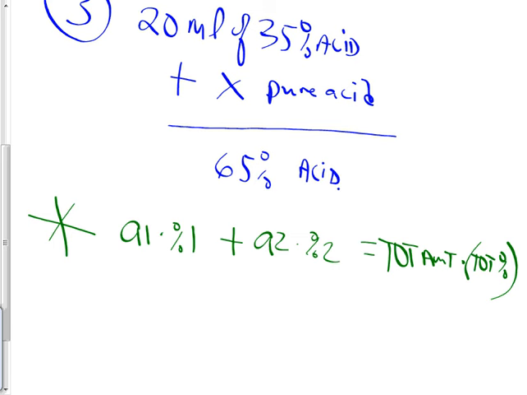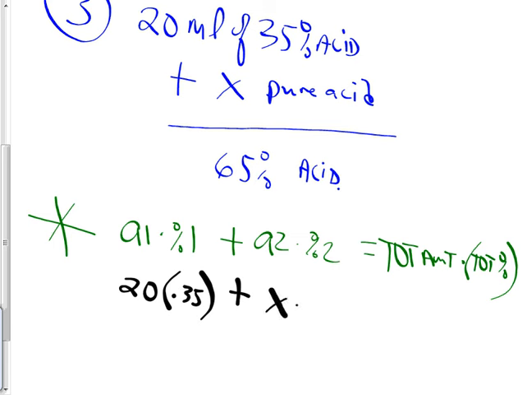So, for example, the one that I have up on the board here, you would use this formula like this. The amount 1 is 20 milliliters. The percent 1 is 0.35. Just put it right underneath the formula you just wrote down. Plus, the amount 2, I don't know how much I'm adding, right? So I put X. Times the percent 2.